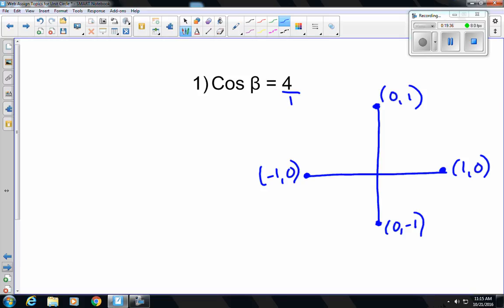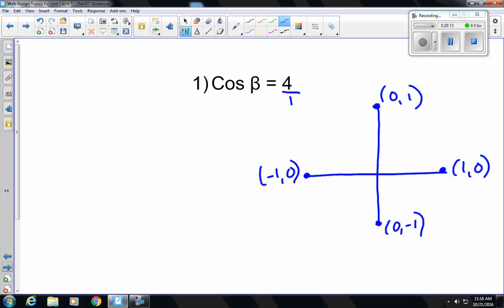And do you remember the first day we did this? We said there's a difference between the unit circle and a circle. And we said if it was on the unit circle, it had to have what? A radius of 1. So since we made a ratio out of this, by putting it over 1, the question implies that we are on the unit circle. So now, here's the question. What angle on the unit circle has a cosine ratio such that the x value is 4 and the r value is 1? None. None of them.